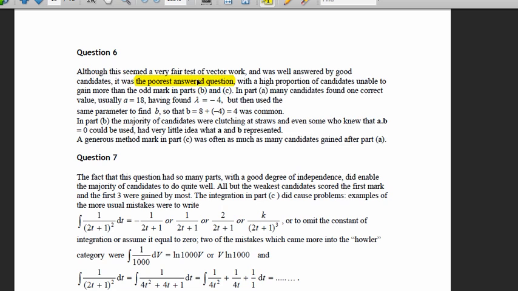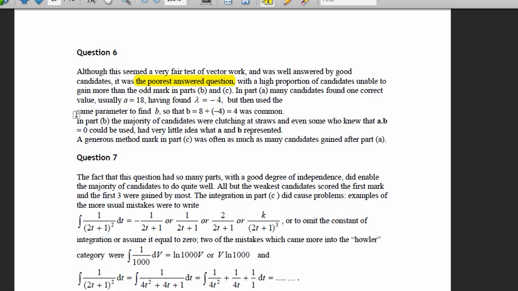You might expect something in the next year, a vector question that would be checking the basic concept of vectors, perhaps the same concepts. This is a warning for the teachers. With a high proportion of candidates unable to gain more than the odd mark in parts B and C, meaning 1 or 2 marks. In part A, many candidates found one correct value of A, having found lambda equals minus 4, but then used the same parameter to find B. You have to be very careful about that. You cannot use lambda equals minus 4 for both.